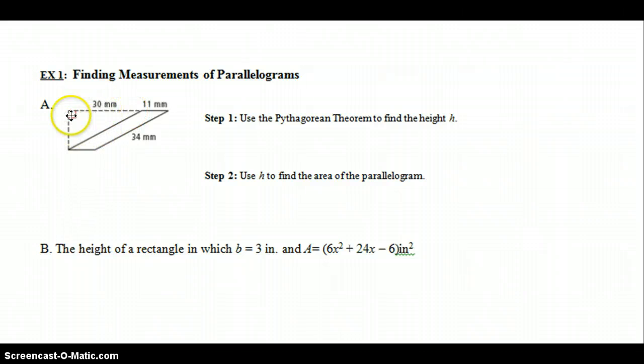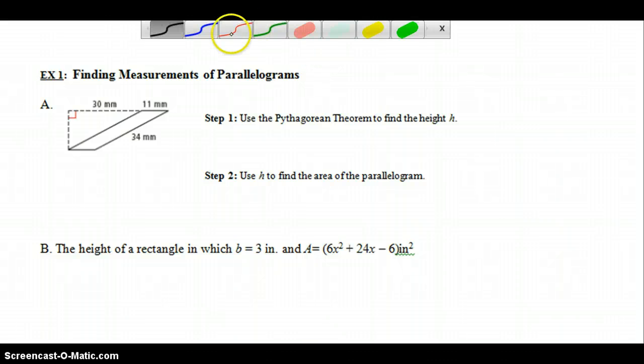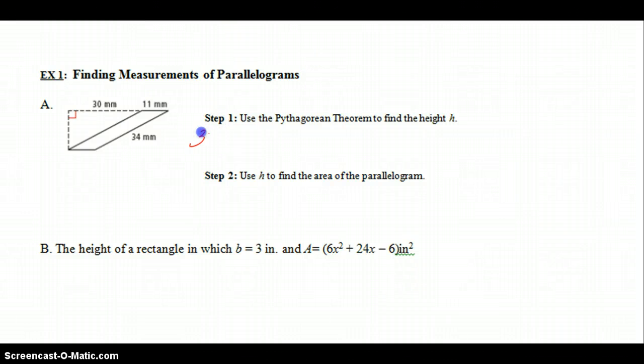So we can say 30 squared plus h squared equals 34 squared. Again, I'll write that for you. 30 squared plus h squared equals 34 squared. So solve that for h, and when you're ready, if you haven't completed by the time I write the answer, pause the video, but when you're ready, continue.